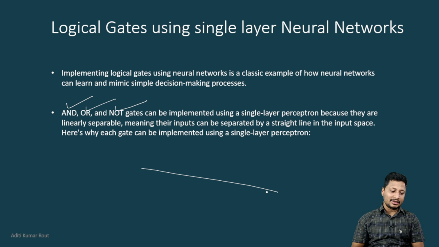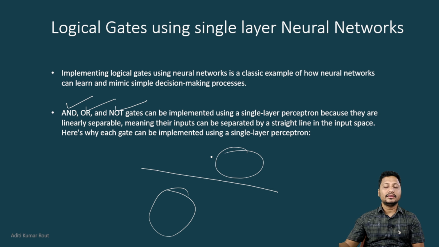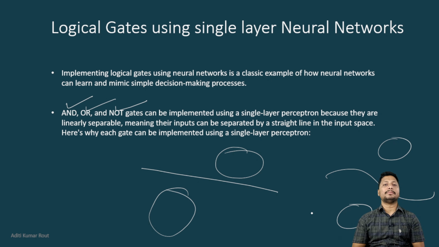In our last session we discussed that a single perceptron is always applicable to easily separate two categories that are linearly separable. There is no non-linearity behind the separation. That's why we can only implement AND gate, OR gate and NOT gate using the single layer neural network or single layer perceptron. Let's start one by one.